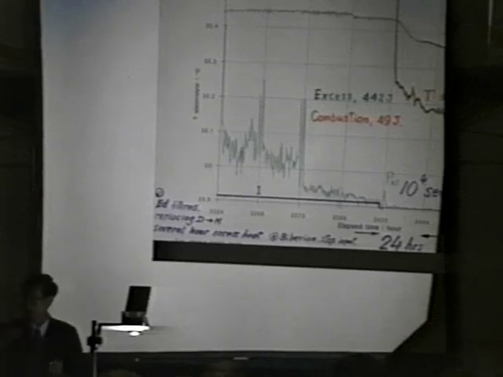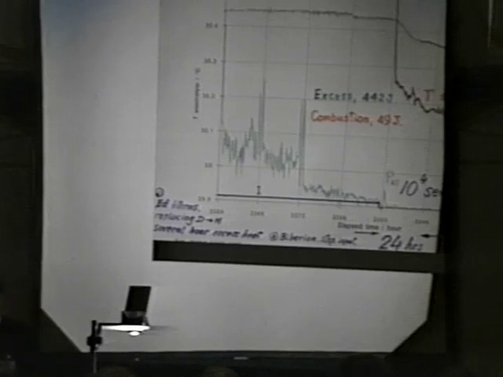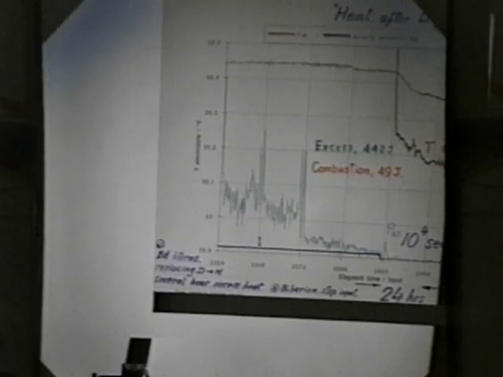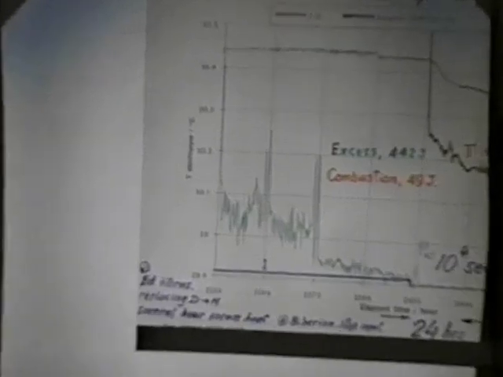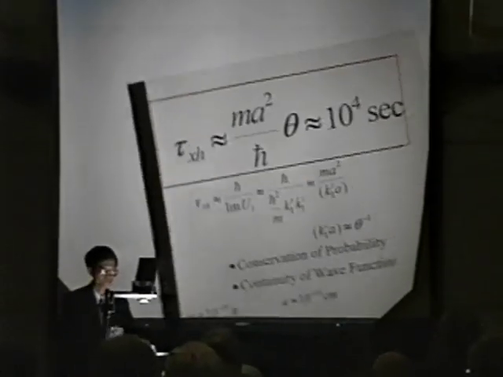So may I suggest all the experimentalists here, go back to your data for the excess heat. Maybe you can find more hints. It shows the non-chemical origin energy state. The lifetime is 10 to the 4th second. Now, that's what the experiment says. What does the theory say?